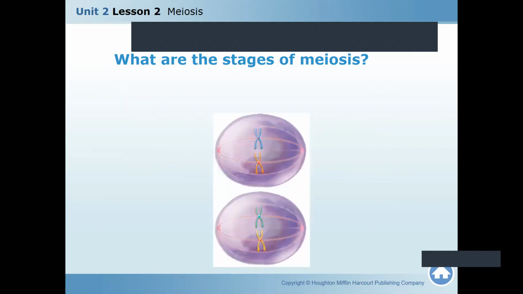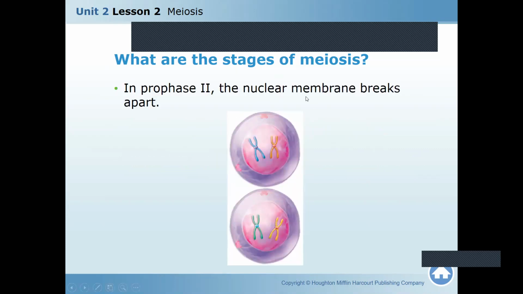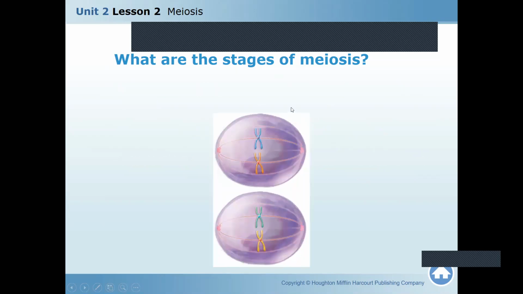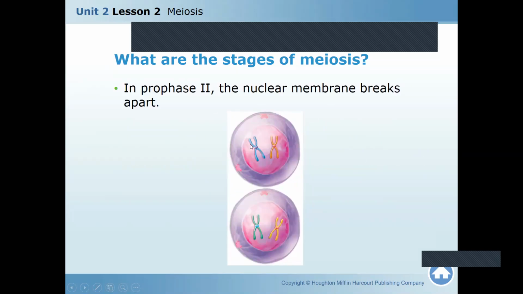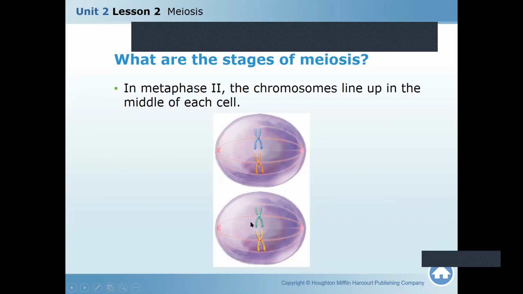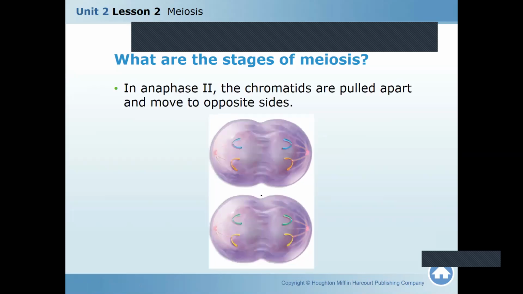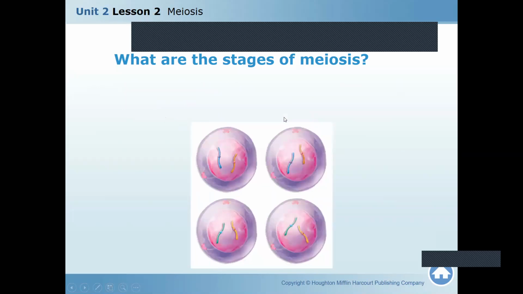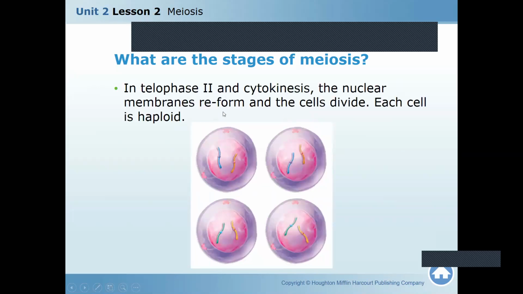Now, in prophase 2, again the nuclear membrane breaks apart. The nuclear membrane is what holds the nucleus. When the nuclear membrane breaks, what happens? They line up again in the middle. Same thing in anaphase: the chromatids are pulled apart and move in opposite directions. Same thing in telophase 2: the nuclear membrane reforms and the cell divides.